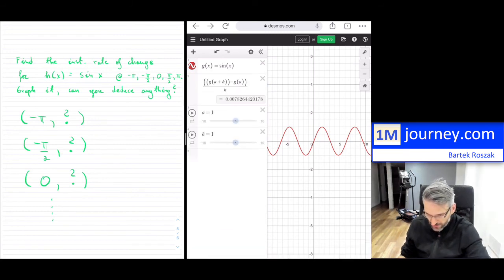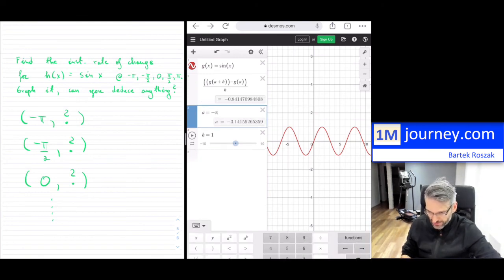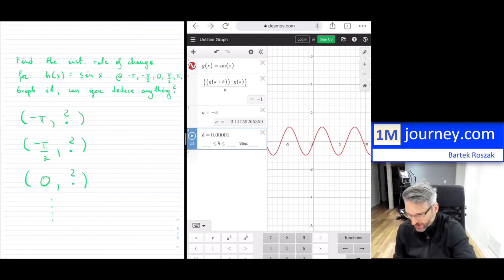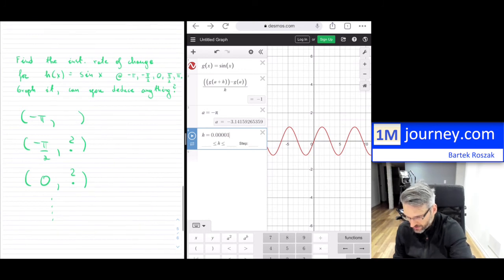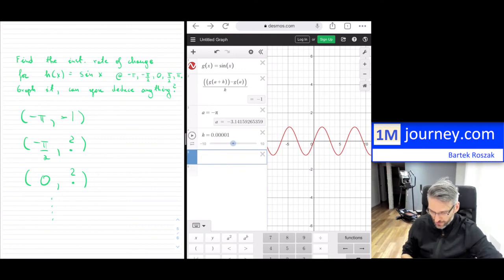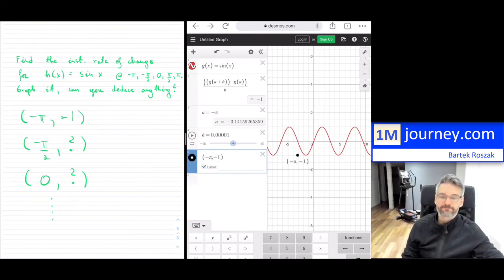And I want these. So first we want a at negative pi. We're going to make h very small. Okay, so notice the answer is negative 1. So that's my instantaneous rate of change, and I can now plot this point. So this is negative pi, negative 1. All right, label. So that's my first point.